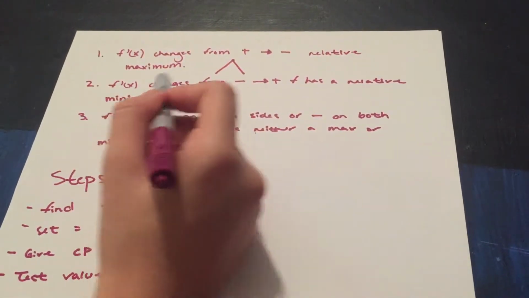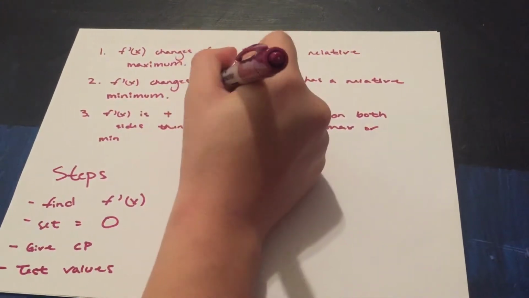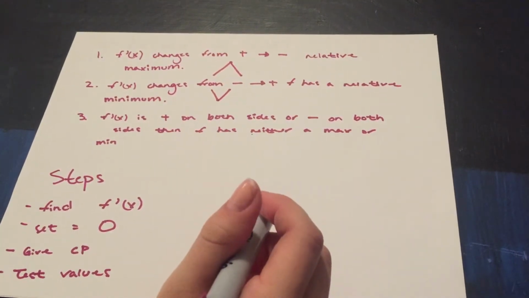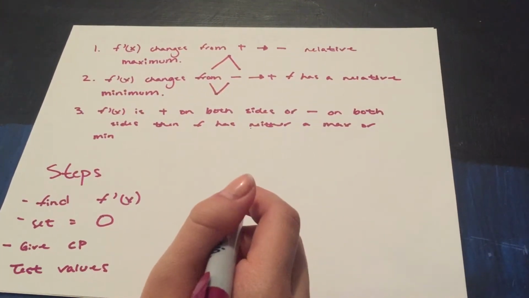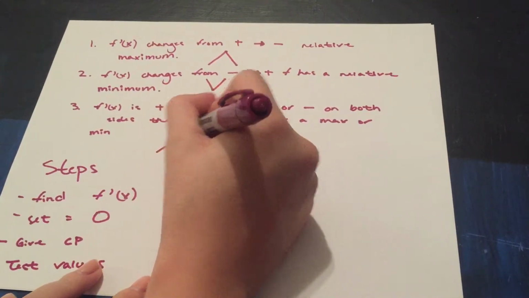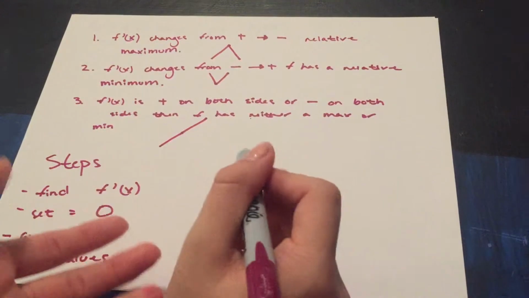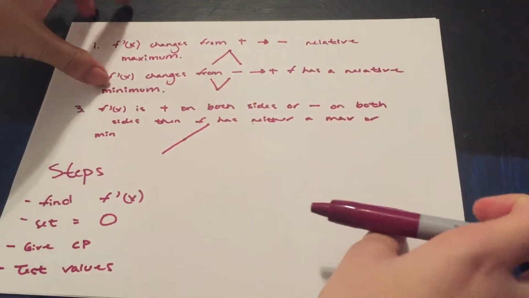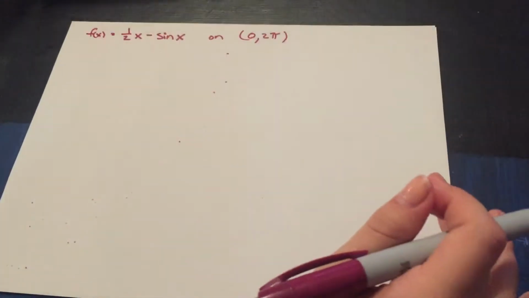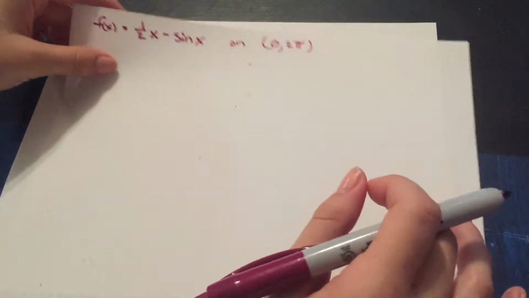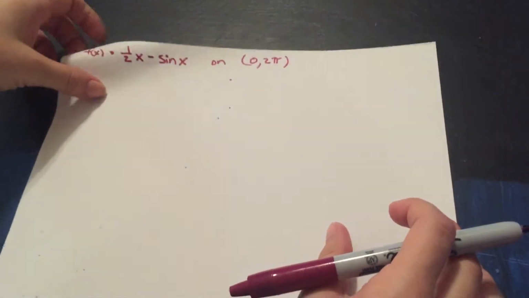If f prime of x changes from negative to positive, you're going to have a relative min. Now, if f prime of x doesn't change and it goes positive both ways, you don't have either a max or a min. It just continues on. So we are going to solve for the relative max and mins using the first derivative test.